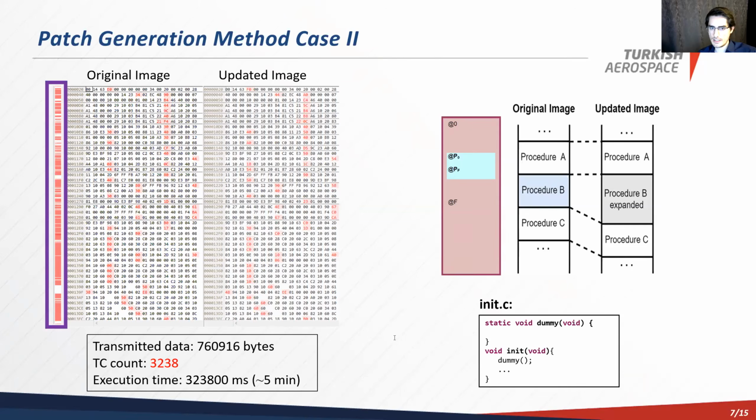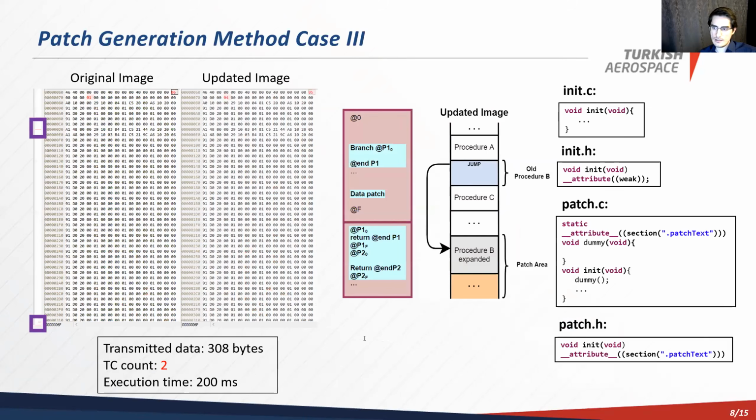So let's check out case 3. And in case 3, you can see that we have very few changes over here for the same function. And our telecommand count has gone down all the way to 2. And executing all of these would be only 2 milliseconds. So let's see what we did here.